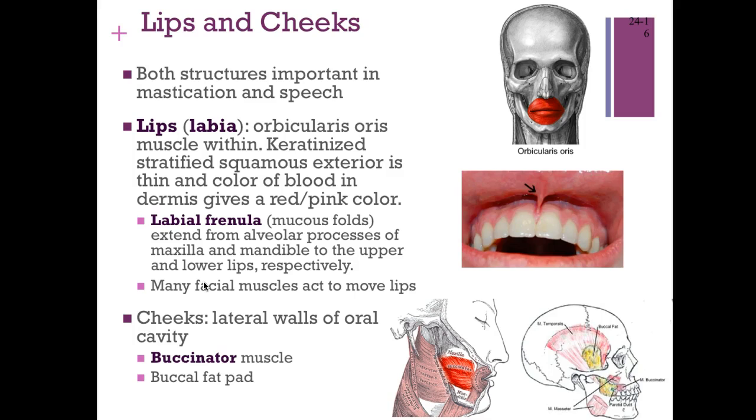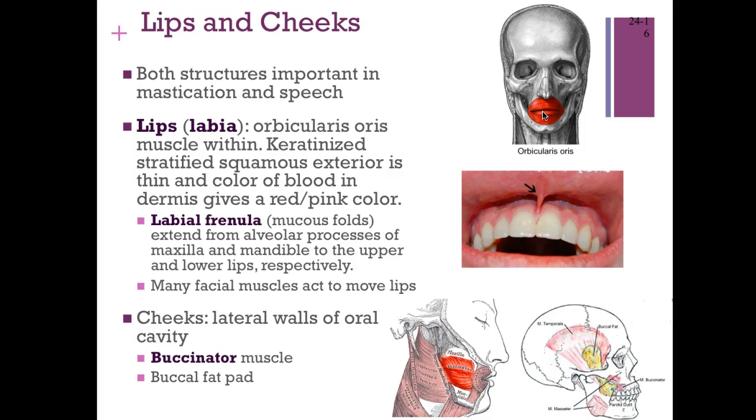Our lips are also known as our labia and is surrounded by a muscle called the orbicularis oris. And so this muscle helps us to kind of pucker our lips anteriorly, and we have keratinized stratified squamous epithelium exteriorly. We have this area greatly vascularized, and that's why you will have more of that red or pink color to it because of the blood flow to this region.